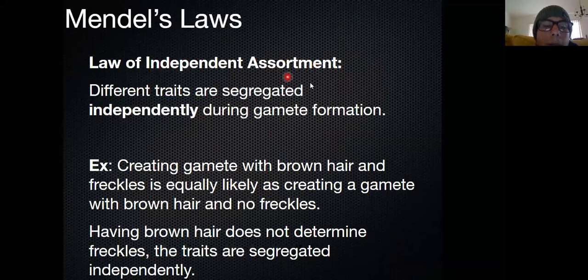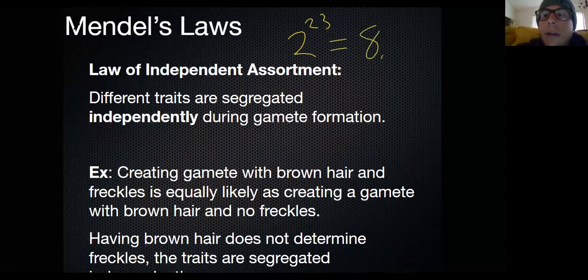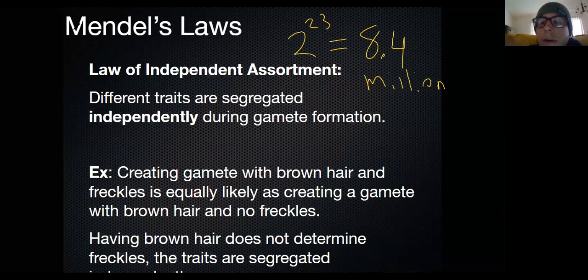And we have the law of independent assortment. We already talked about independent assortment, right? So when they're split in meiosis, they can have a 50-50 shot of being split evenly, or they can line up in a certain way. There's two possible combinations, and there's 23 sets of chromosomes, so 2 to the 23rd power is roughly 8.4 million. And those are my odds of them aligning in a way during gamete formation.